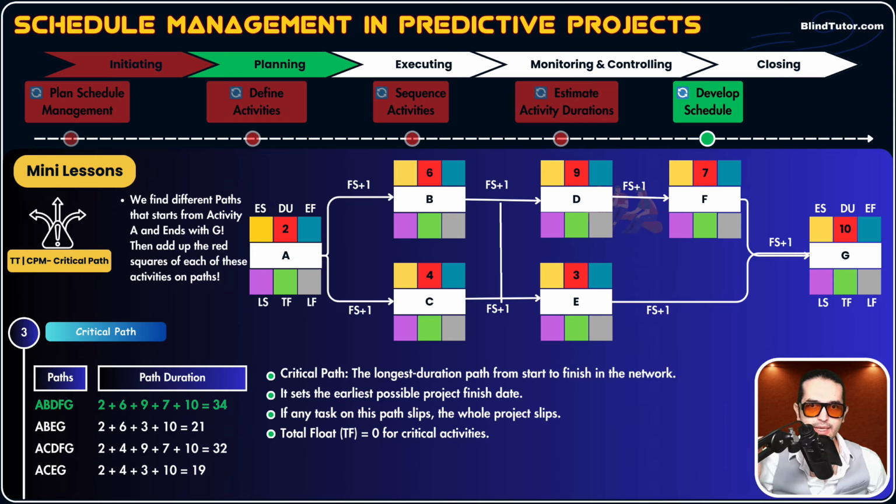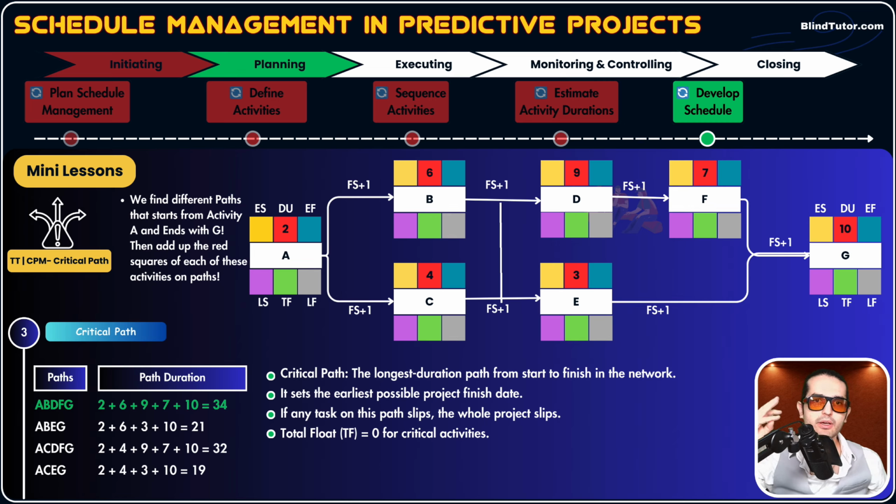What does this mean? It means if any activity on critical path delays even slightly, the whole project delays, guys. That's why it is called critical path, vital path, super important path. All activities on this critical path are super, super important.